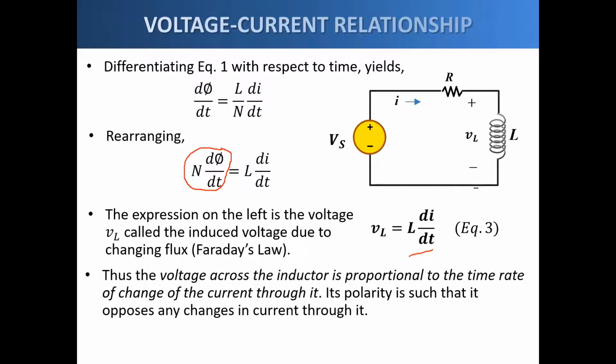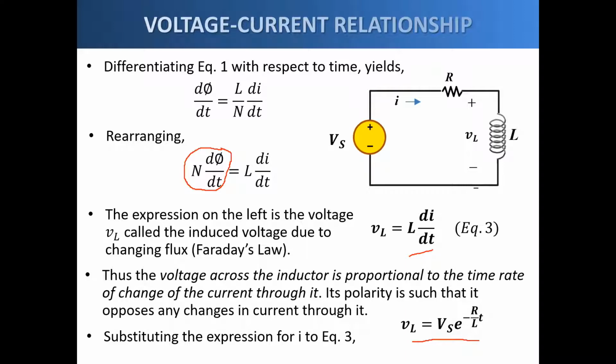This equation tells us that the voltage across the inductor is proportional to the time rate of change of the current through it. Its polarity is such that it will oppose any change in the current. For a series RL, if we substitute the current that we have shown earlier, the voltage that we will get across the inductor will be given by this equation.